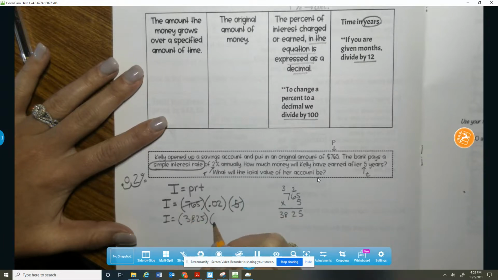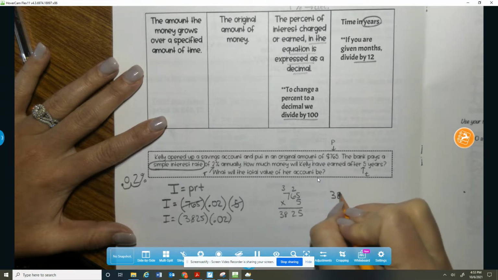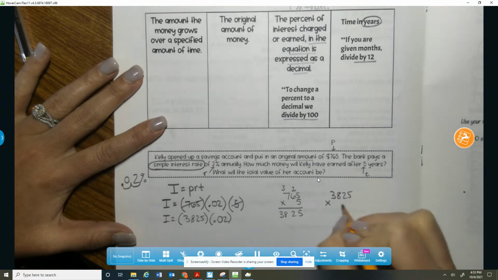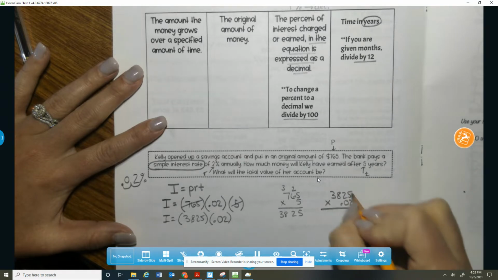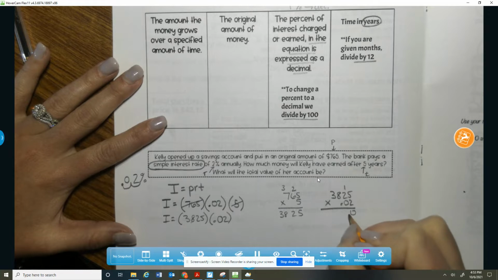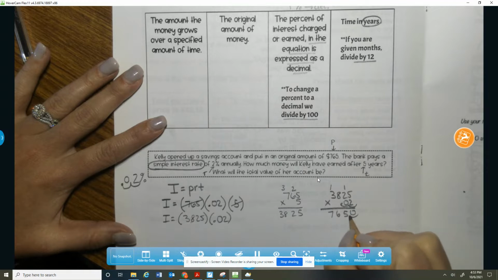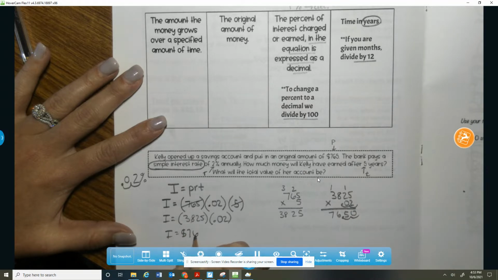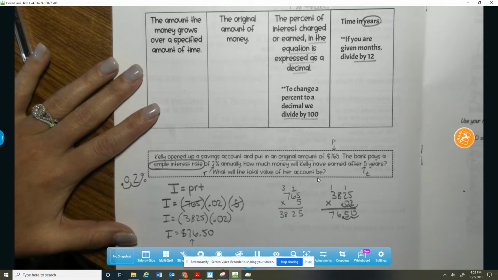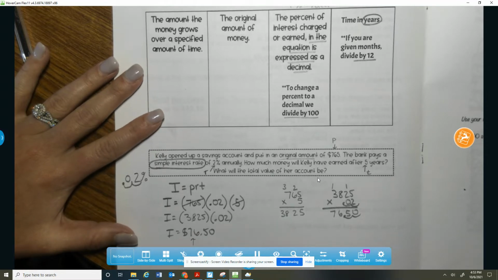Now my last step is to multiply by 0.02, or 2/100. Sorry, I'm going fast so that I make sure I can get all of this in. I don't have to use a 0. So I've got interest is $76.50. That means that this is extra money that Kelly earns because she has a savings account.